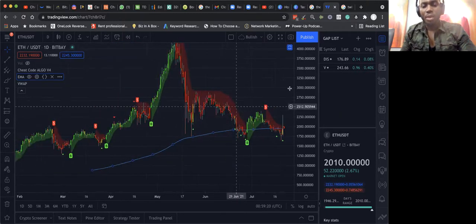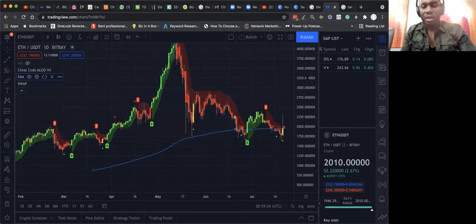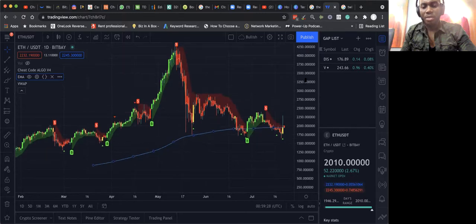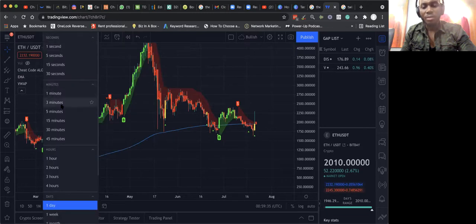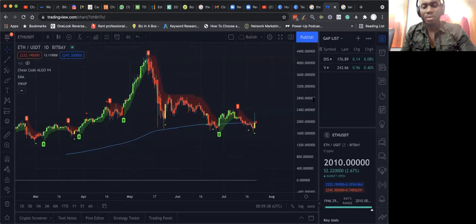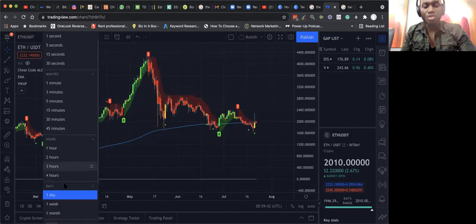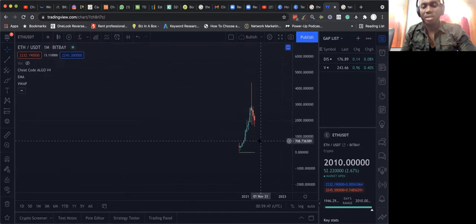So on this particular Ethereum chart, let's say that this is the day chart, right? I'm going to start by drawing some trend lines. How about that? We'll start from here. Usually you want to zoom out and see what this chart actually tells us.